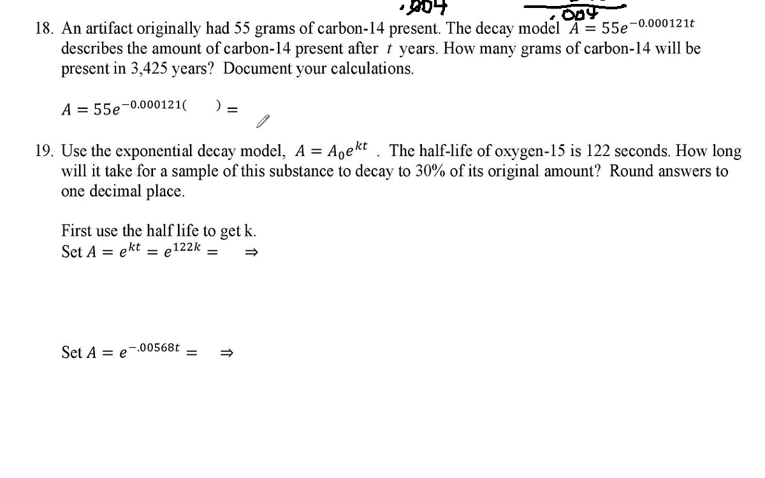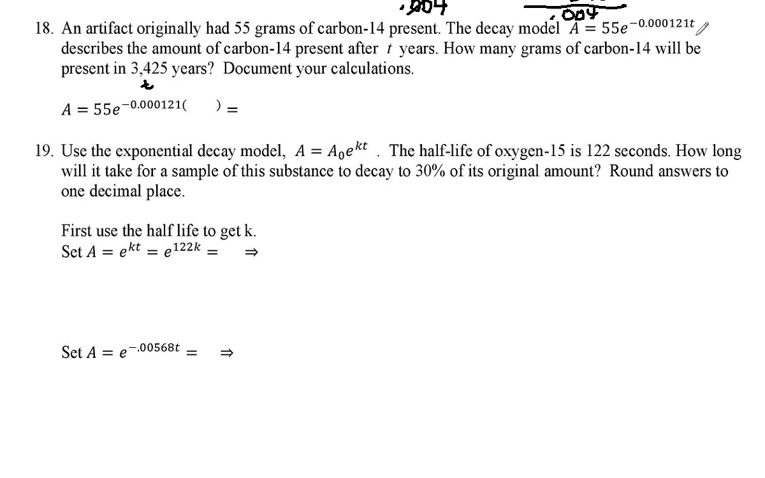All right, problem 18, we are looking at radioactive decay. So we found this artifact that originally had 55 grams of carbon-14, and the decay model they give us is 55 e to the negative 0.000121 t, and that describes the carbon-14 t years after. We want to know how many grams of carbon-14 will be present in 3,425 years. Document calculations.